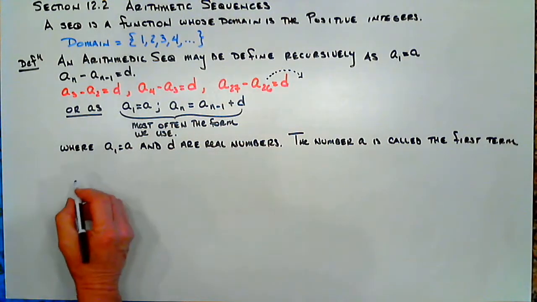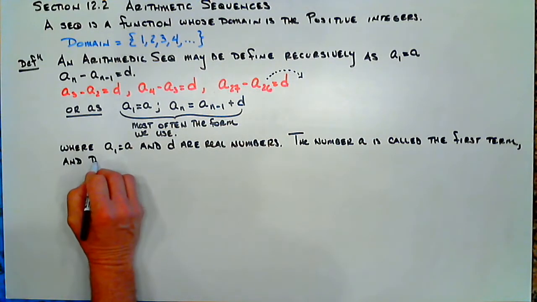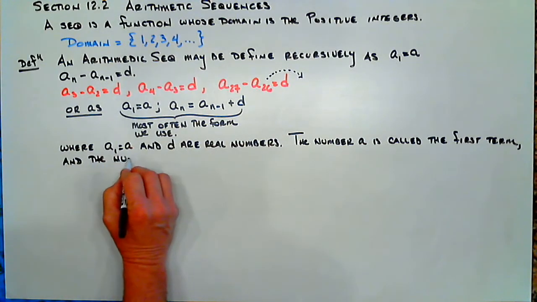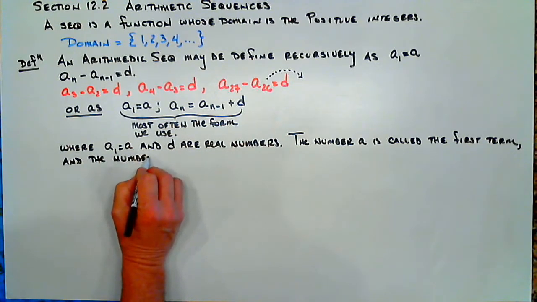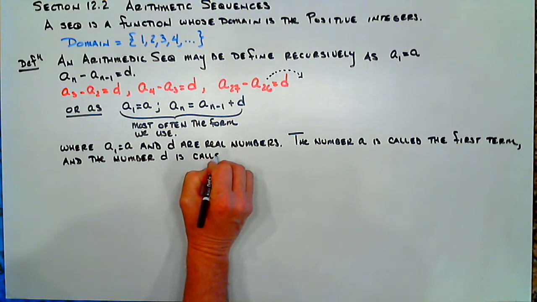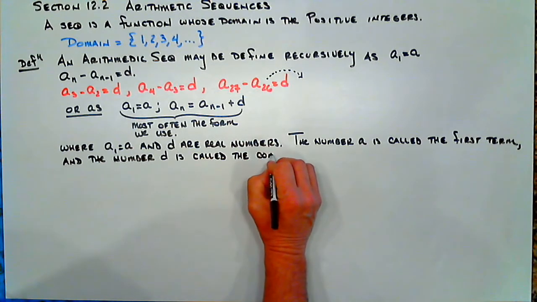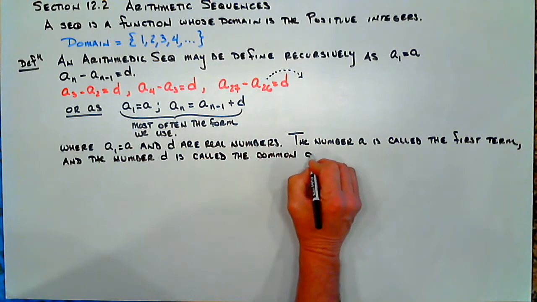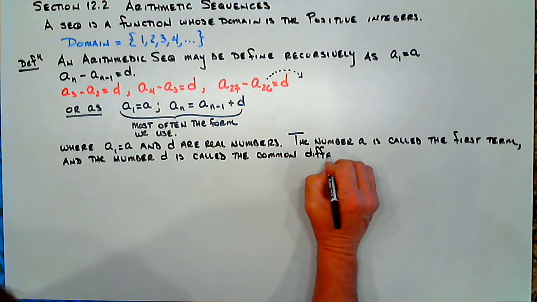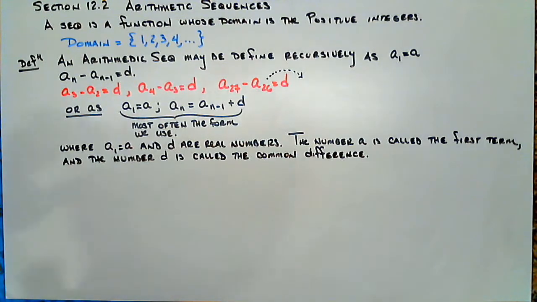And the number D is called the common difference. Okay. So, this is our definition. All right, this is our definition.